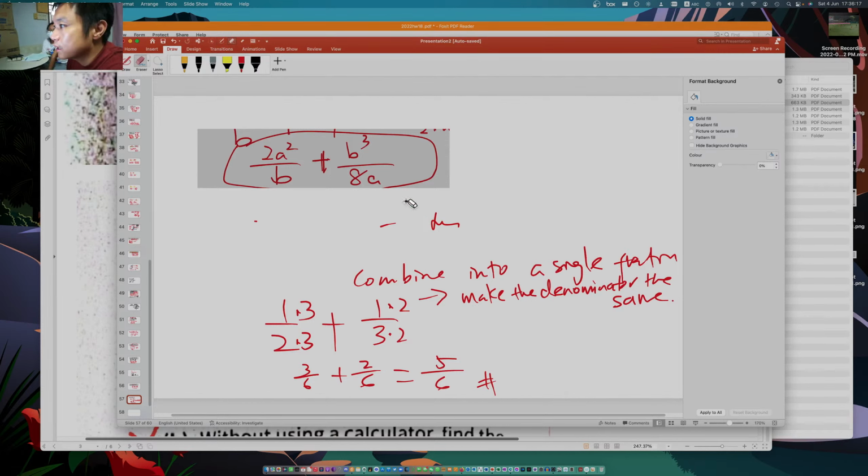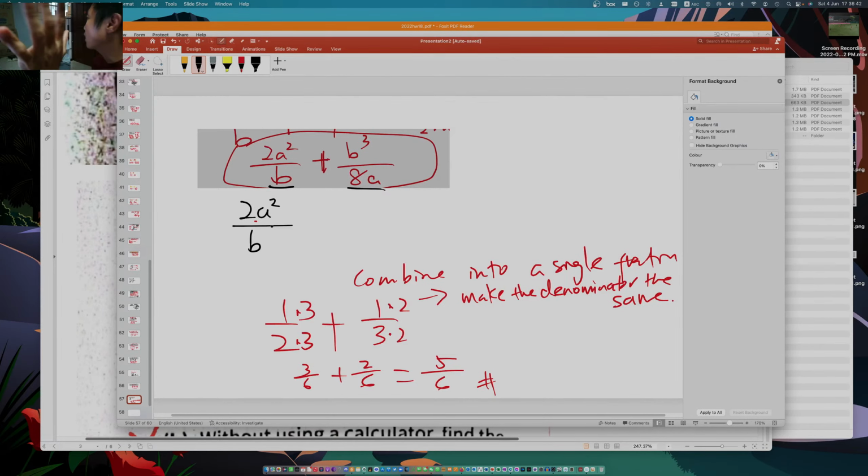Fraction, make it the same. So now, my question to you is, B compared to 8A, short of what? Our technique is to make the denominator the same. Remember, make the denominator the same. Anything above, don't care, because that's not our method. Our method is, as long as we make the denominator the same, we are good.